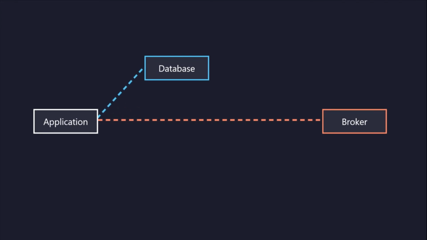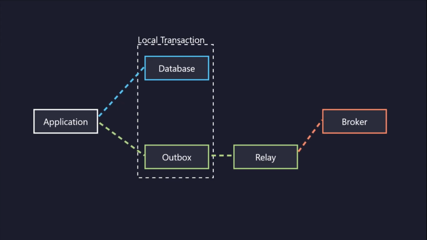Directly updating a database while simultaneously sending a message to a broker is a recipe for data corruption in distributed systems. Use the transactional outbox pattern to ensure every business state change and its corresponding event are committed atomically.